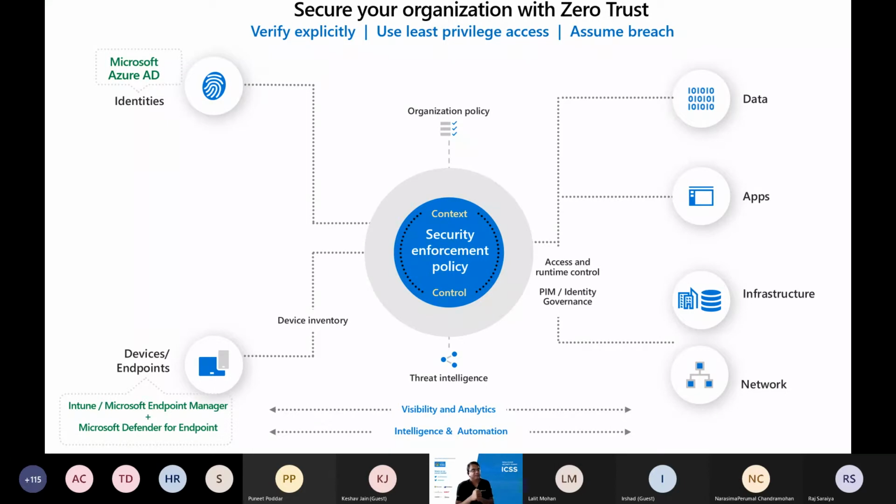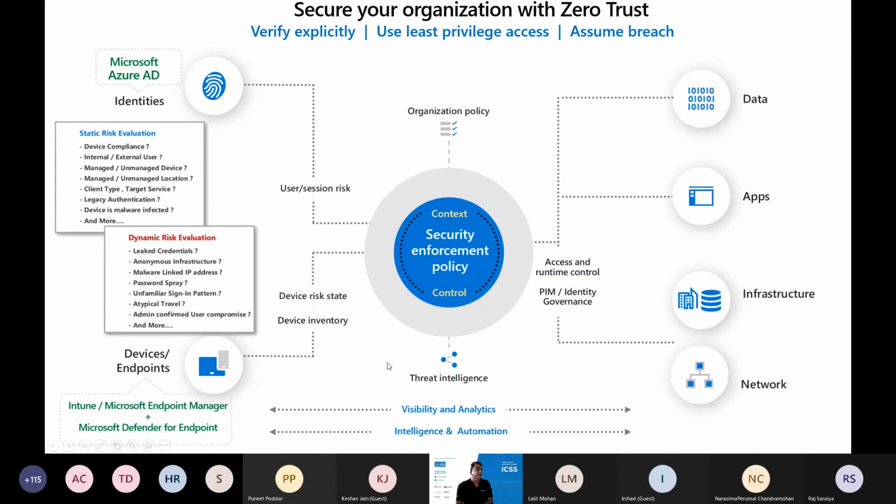From device and endpoint, the signal comes from Intune, Microsoft Endpoint Manager, and Defender for Endpoint. From a risk perspective, what are we evaluating? We are evaluating static and dynamic risk. Static risk can be whether the device is compliant, external or internal user, manageability aspect, which service is using legacy authentication, whether you are malware infected. These are things which can be evaluated because we know them, and we can decide on the outcome. Dynamic risk evaluations are places where we don't know, but the situation may be present.